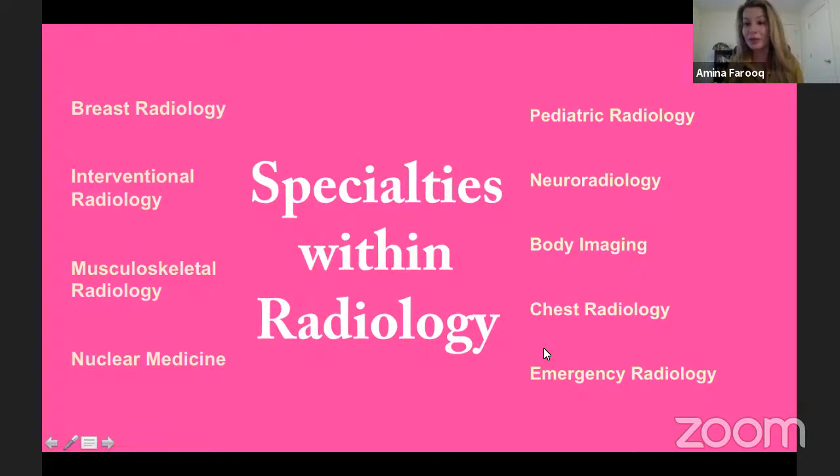And then the subspecialties on the right of the screen, pediatrics, neuroradiology, body, chest, emergency. These are for people who may not want to interact with patients as much and who just want to be involved in interpreting imaging, imaging technology, artificial intelligence. There's so many different avenues to get involved. So as you can see here, there's just such a breadth to radiology. So literally, no matter what you want, you can find it within this field.